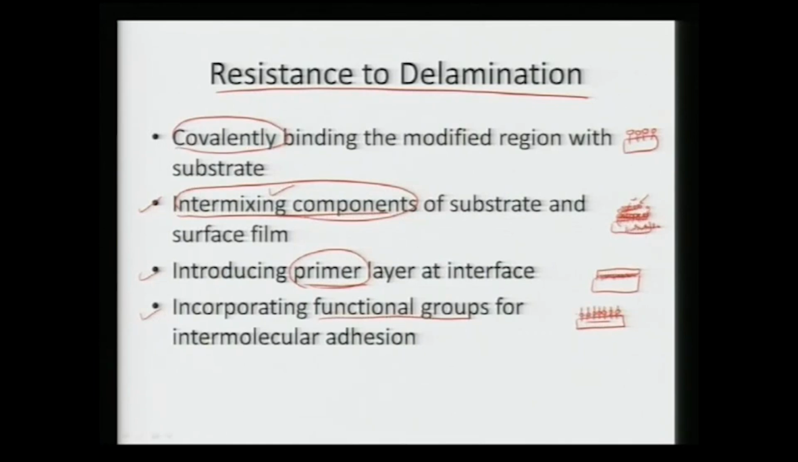So, in the process, this functional group can impart much stronger bonding with the surface layer to the substrate by acting as an interlayer. So, we can see there are many techniques for improving the resistance to delamination. First, we can bind the surface layer covalently with the substrate. Secondly, we can also intermix the components of the surface and the substrate, or we can introduce something called a primer layer to enhance the bonding, or we can also introduce functional groups to improve the bonding between the substrate and the surface layer.